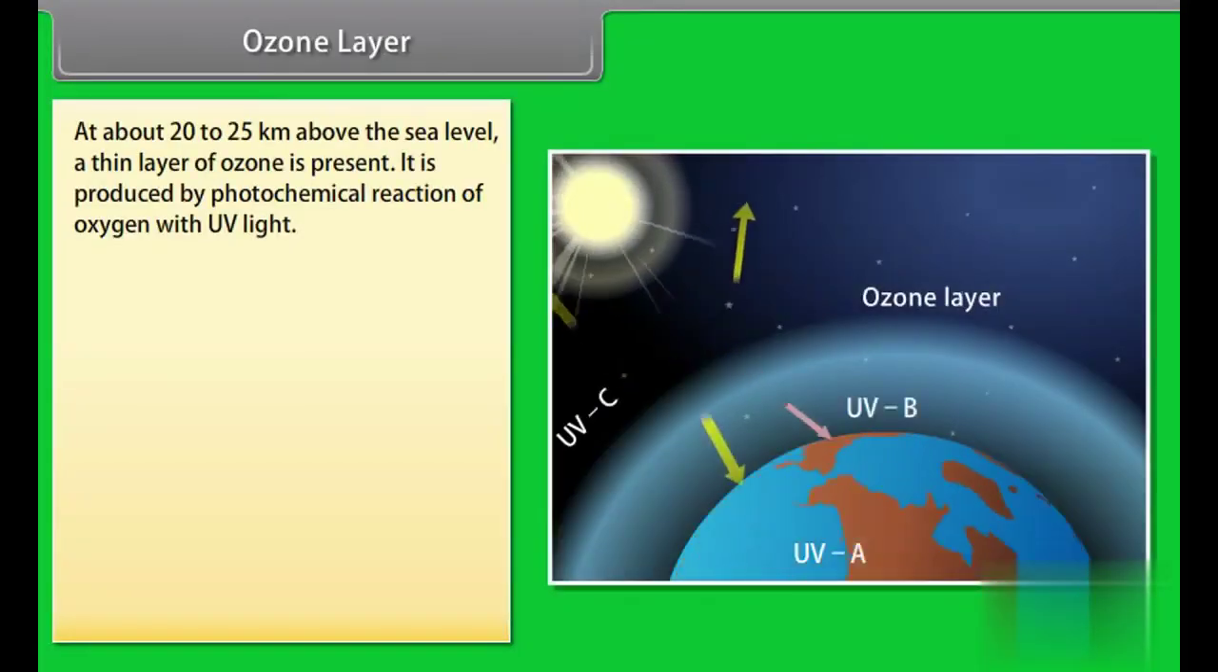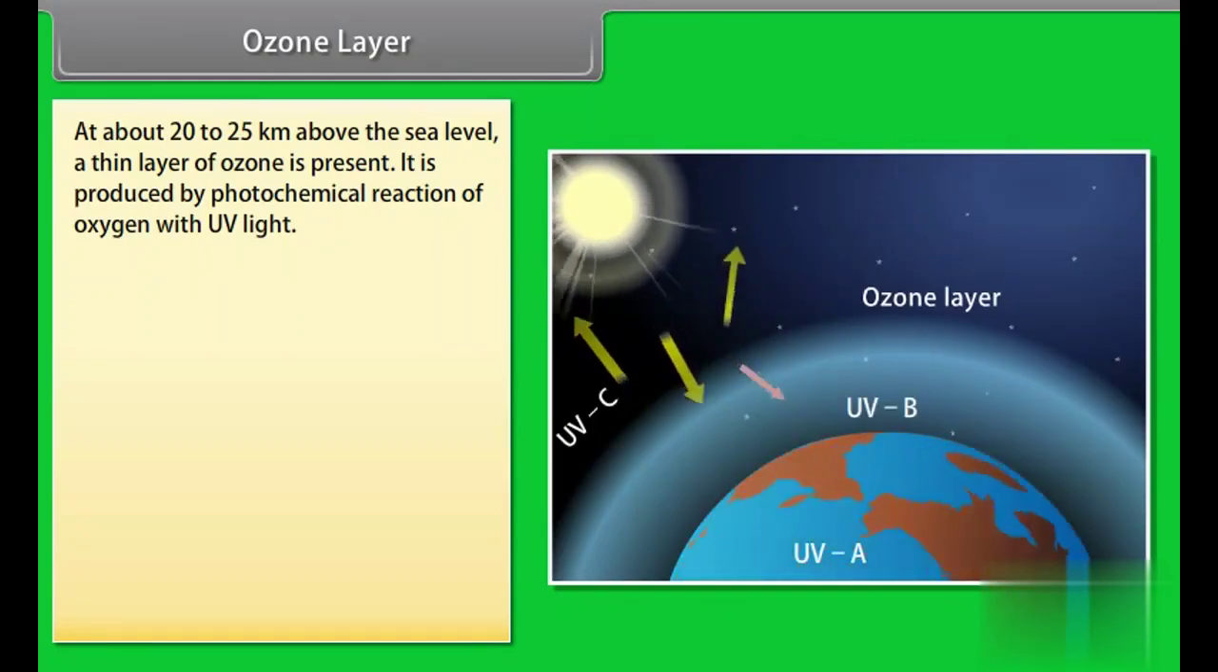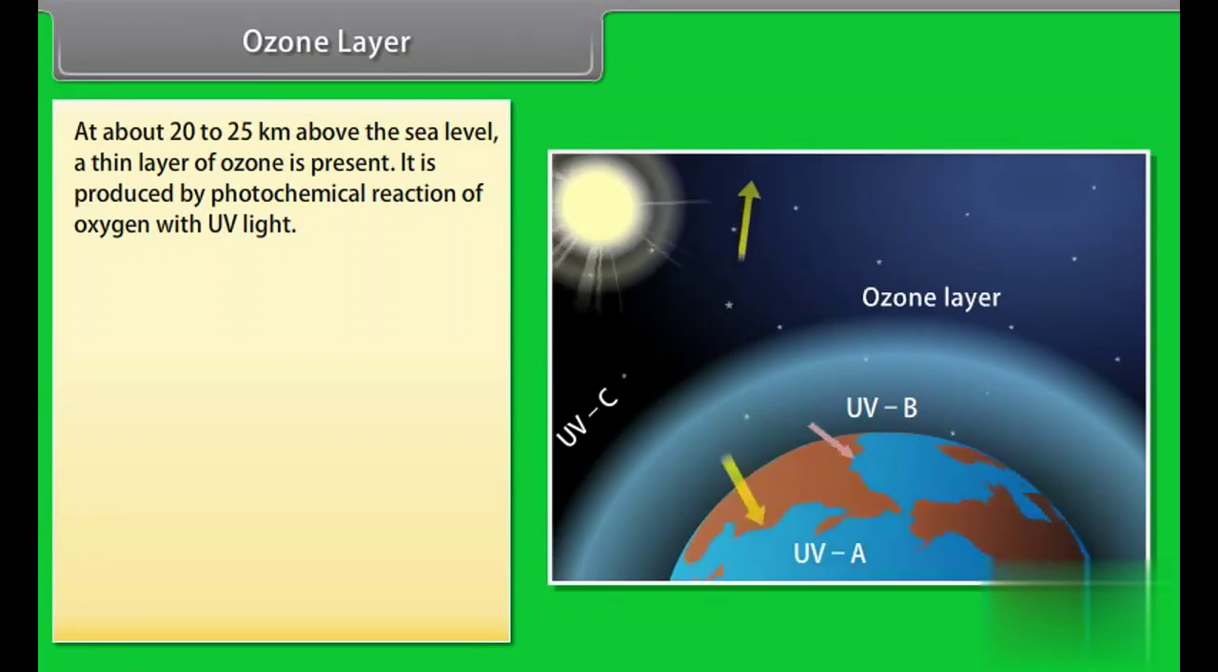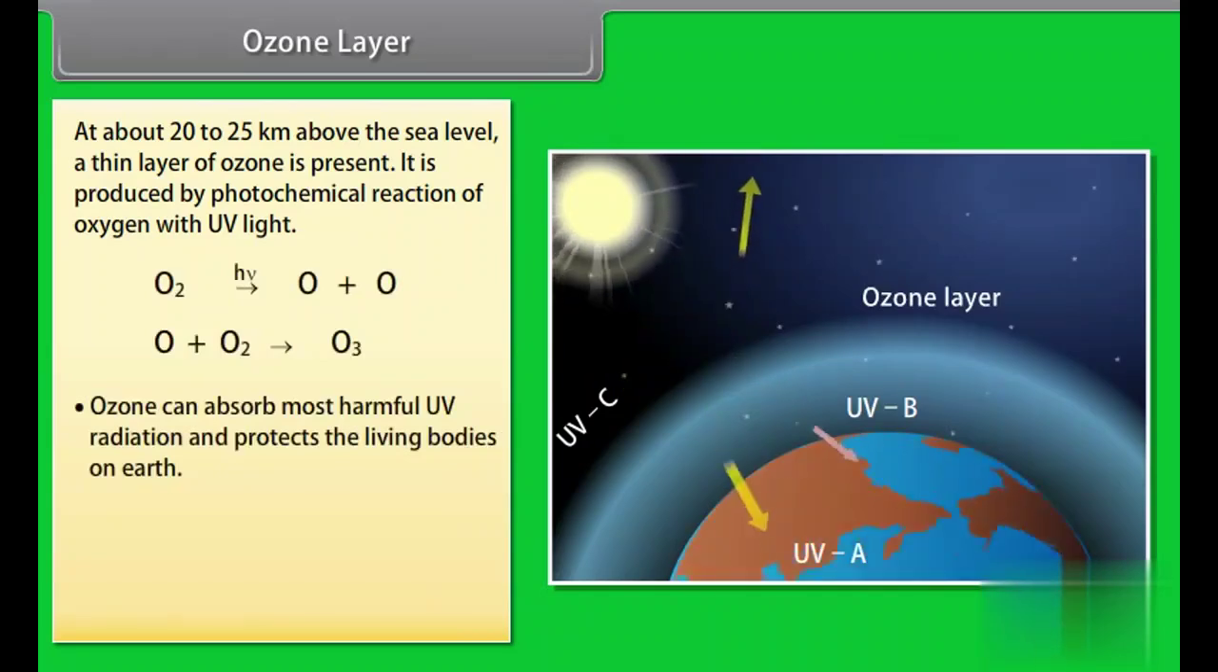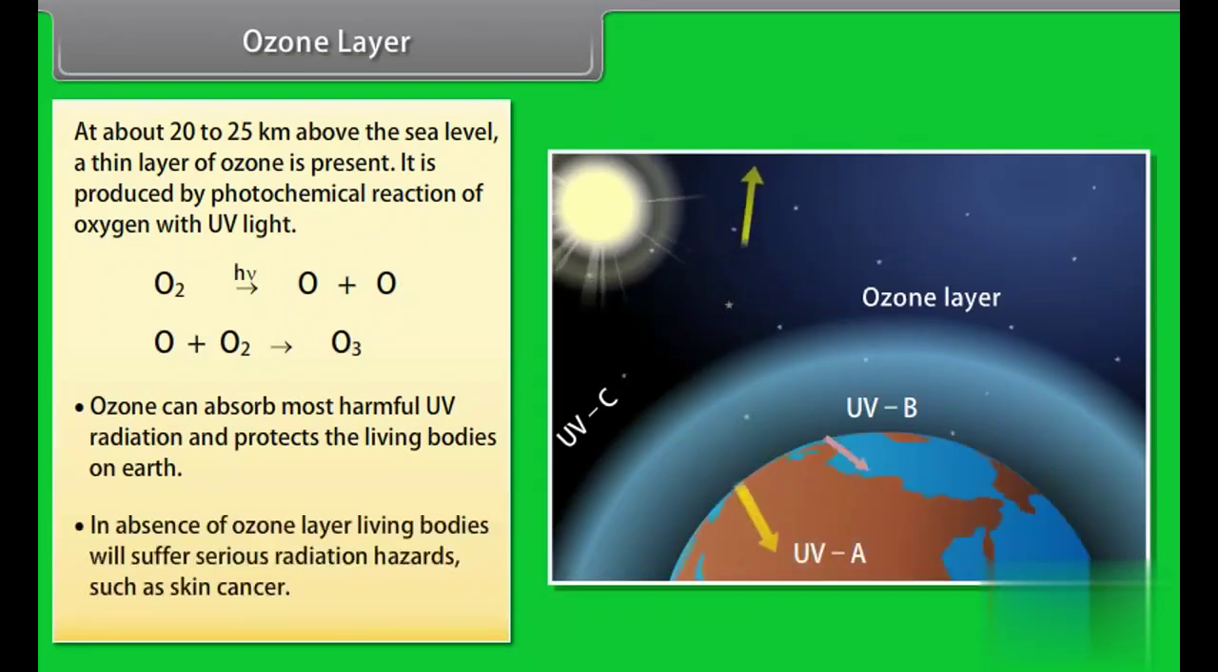Ozone layer. At about 20 to 25 km above sea level, a thin layer of ozone is present. It is produced by photochemical reaction of oxygen with UV light. Ozone can absorb most harmful UV radiation and protects living bodies on Earth. In the absence of the ozone layer, living bodies will suffer serious radiation hazards such as skin cancer.